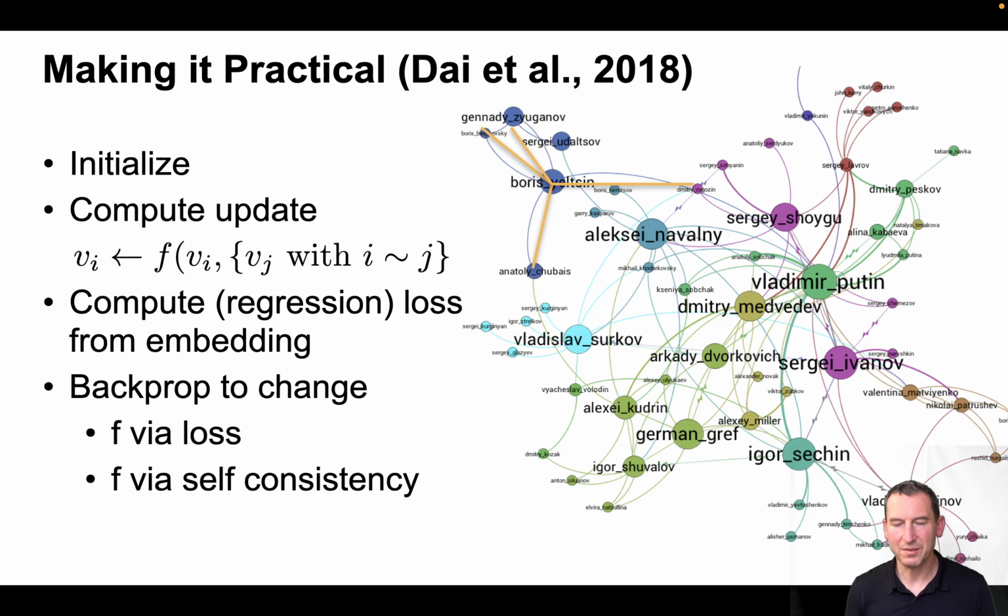So for instance, what Dai et al. did is they initialize and compute updates, one vertex at a time. Then they take a regression loss where now you need to take care of two constraints. One is stationarity, so you want to make sure that you actually converge. The second thing is that your converged state actually be meaningful. And if you do that, you actually get fairly nice, self-consistent embeddings.